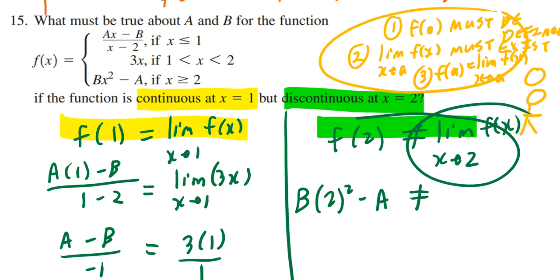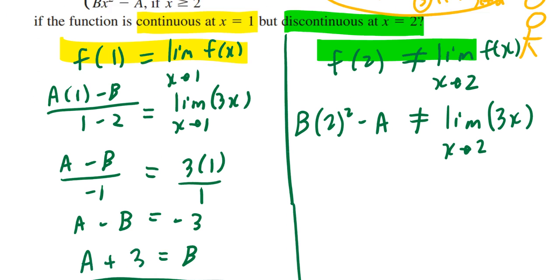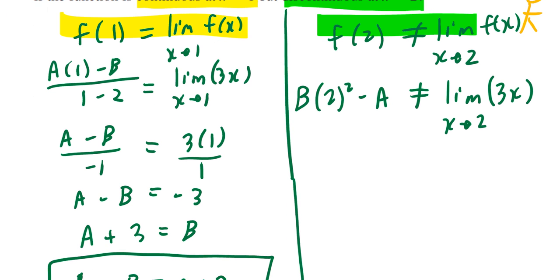Again, when I think about the limit, I could think about the left limit and right limit, make them equal, and find the limit. But because I know it's going to be discontinuous, I'm going to go straight to the second piece of the piecewise function and write down the fact that f of x is going to be 3x in this case. Again, look what happens. 2 squared is going to be 4, so 4 times b minus a cannot equal, again, the first step in limits is you plug it in, 3 times 2, that's going to be 6.